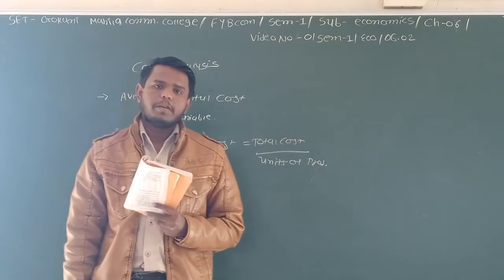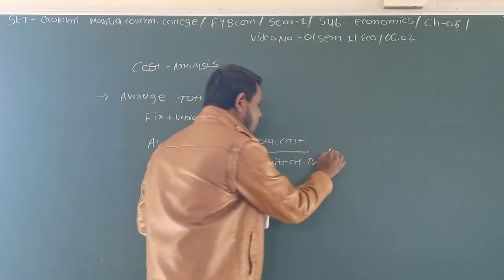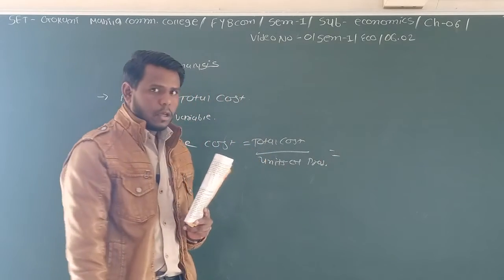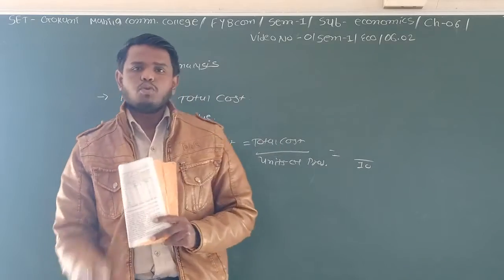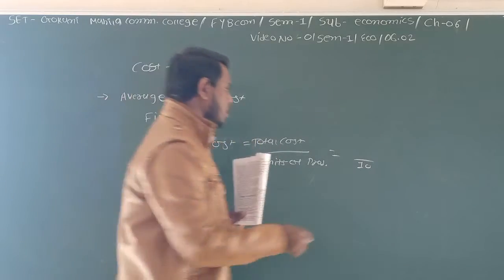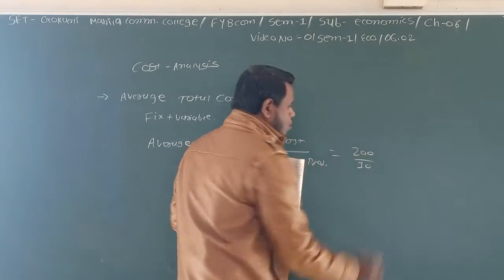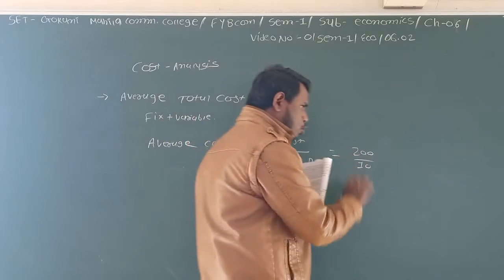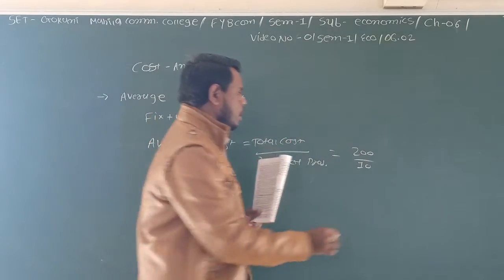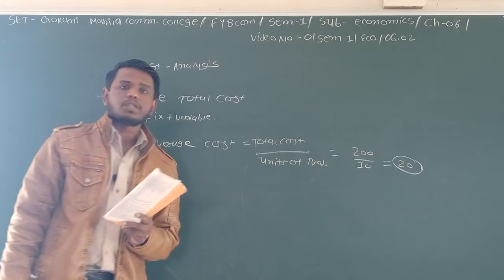Total cost divided by units of production. Say for example, in your business organization, if you produce 10 units, and to produce those 10 units you have to incur an expense of rupees 200. So if your cost is 200 and units of production is 10, at that time your average total cost is rupees 20.